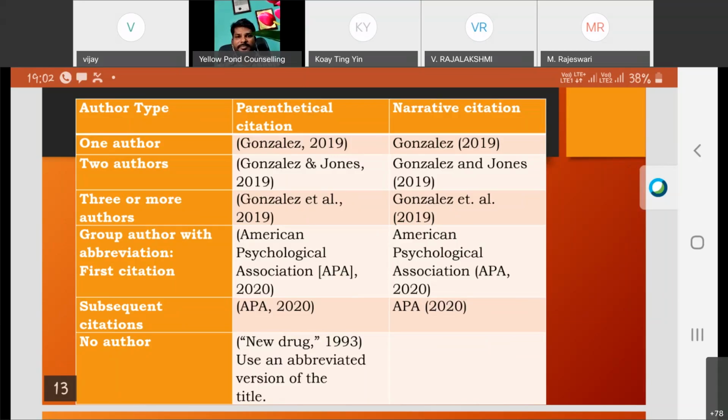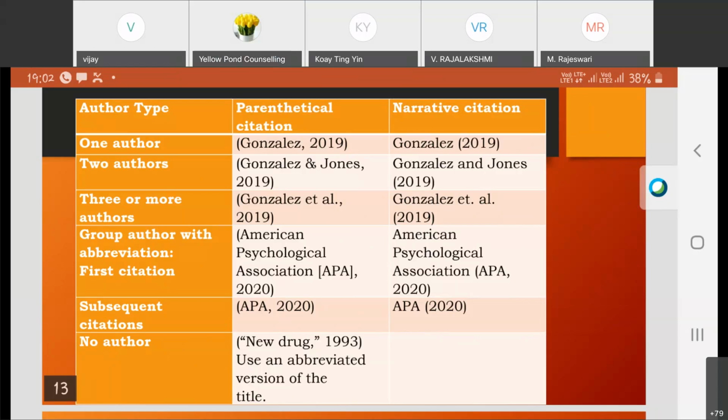Actually, there are many students who have doubts regarding where to use the open parenthesis and the closing parenthesis. Without appropriate knowledge, they simply put them in and get into trouble in the research article. So we have to use parenthetical citation and narrative citation when it is required.